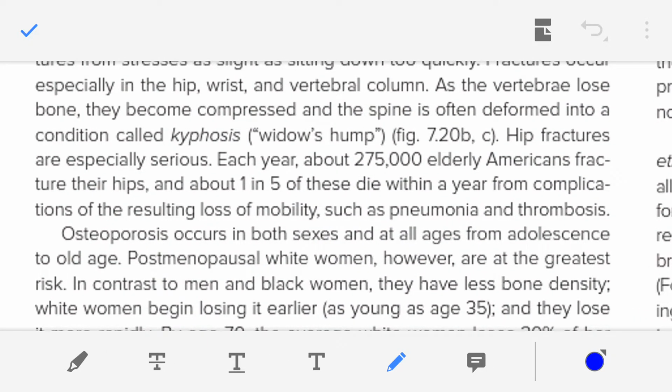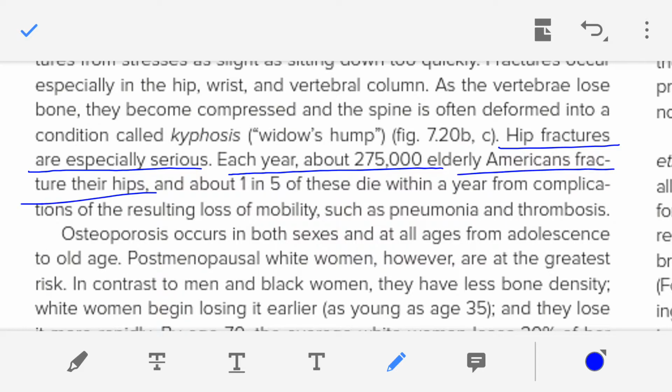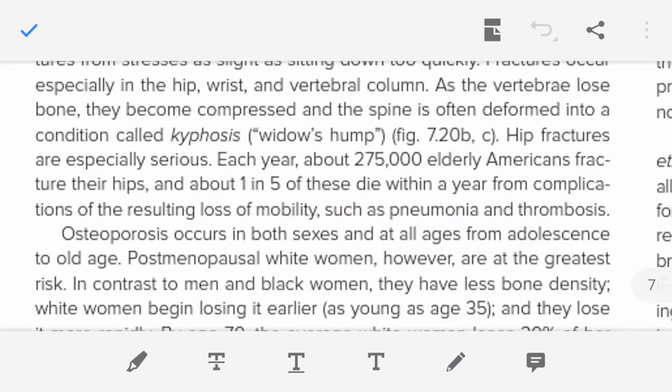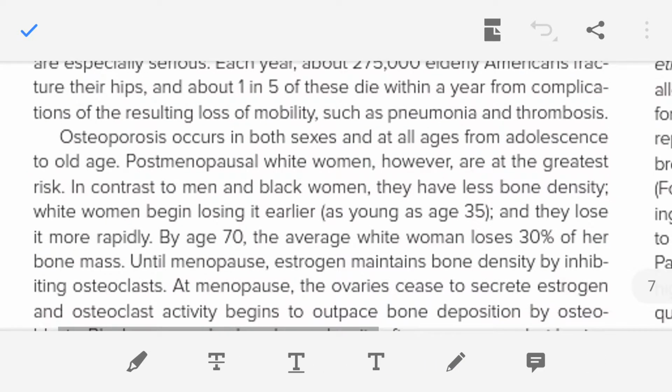Now in osteoporosis, hip fractures are especially serious. Each year about 275,000 elderly Americans fracture their hip due to osteoporosis, and one out of every five is going to die within a year because of the complications that follow, such as pneumonia and thrombosis. So osteoporosis patients suffer from pneumonia and thrombosis within a year, and that's why they are going to die within a year.